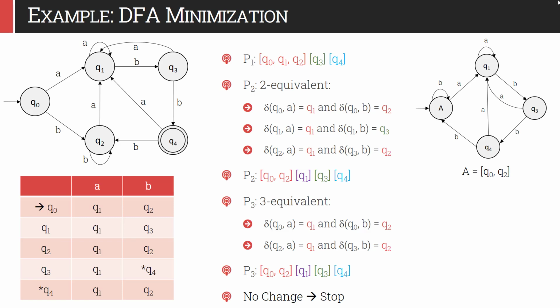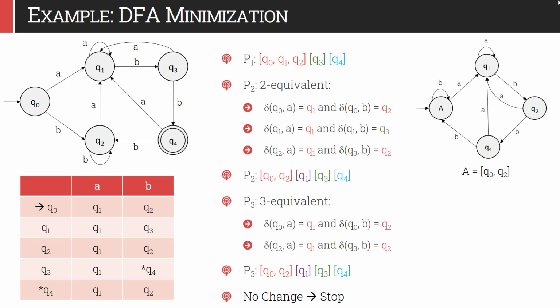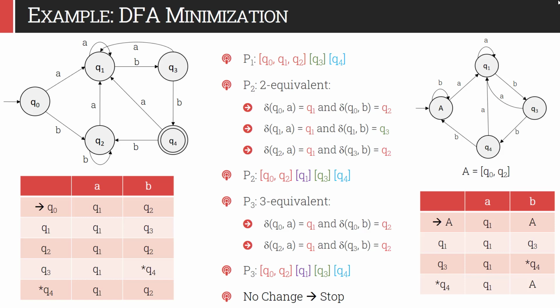As we can see, Q0, Q2 we have combined into state A. So A represents Q0, Q2. All the transitions which were going to Q0, Q2 will now go to A, and all the transitions which were coming out from Q0 and Q2 will now come out from set A in the minimized DFA, and this would be the equivalent transition table for the given DFA.